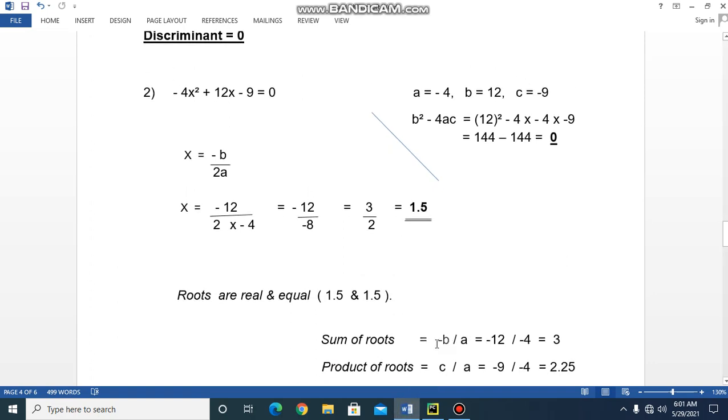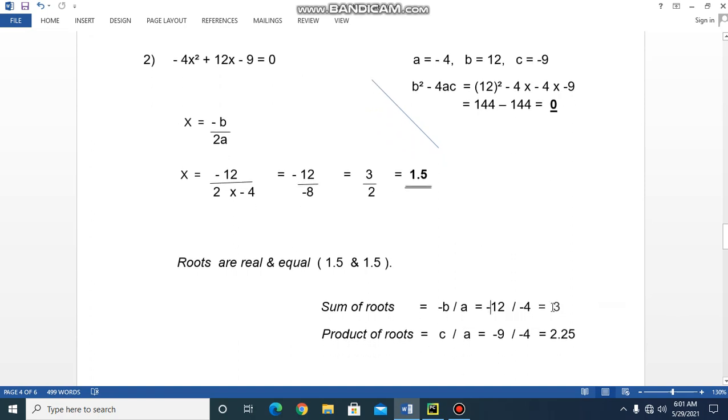Now sum of the roots equal to minus b by a, that is minus b is 12. So minus 12 upon a is minus 4. So minus 12 upon minus 4 is 3 here. The sum of the roots is 3. If you add these two roots, that is 1.5 plus 1.5, also you will get 3.